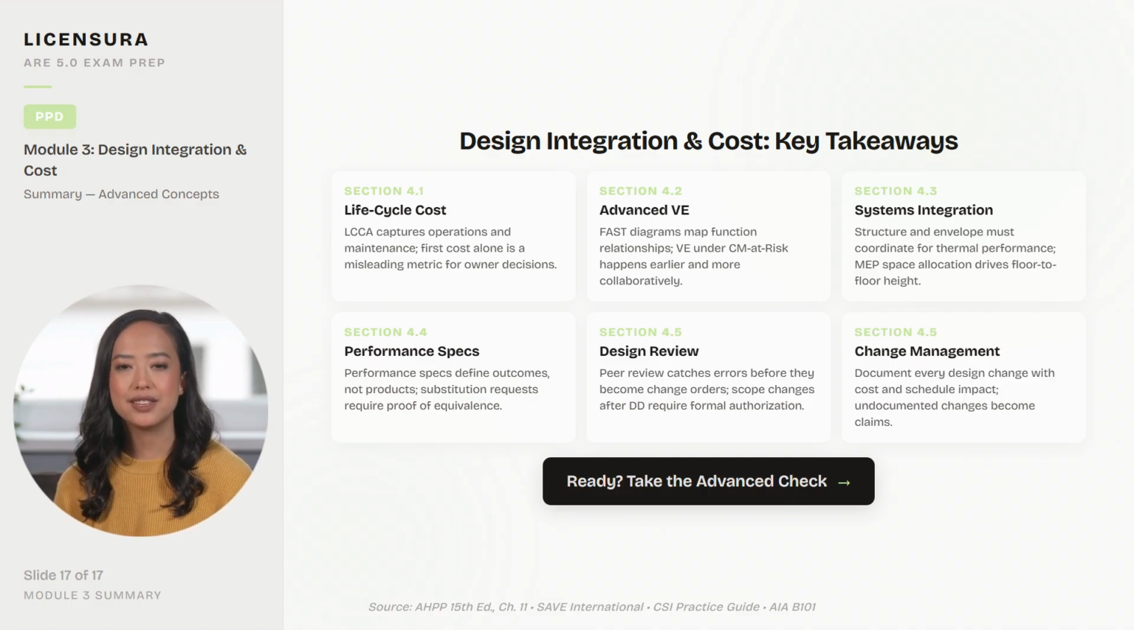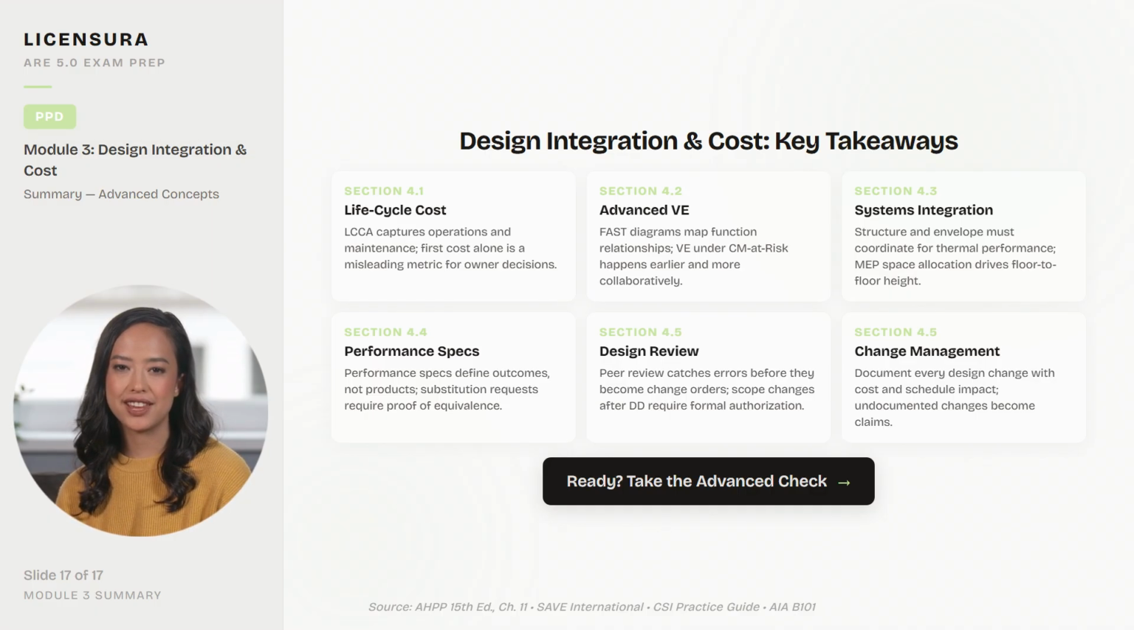Section 4.5, Design Review. Peer review catches errors before they become change orders. Scope changes after DD require formal authorization. Section 4.5, Change Management. Document every design change with cost and schedule impact. Undocumented changes become claims. The thread connecting all of these sections is this: project planning and design isn't about creativity alone. It's about integrating codes, systems, costs, and coordination into a design that actually works. Get this right, and your documents hold up under construction.